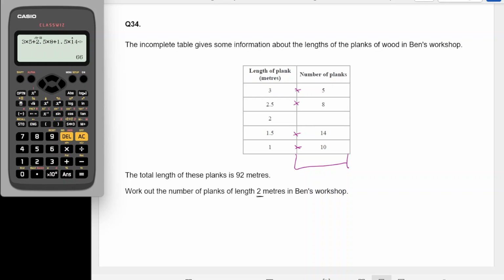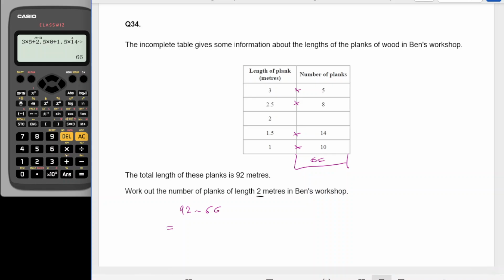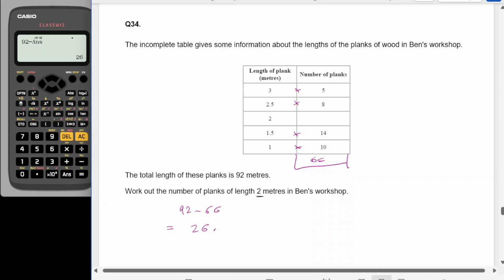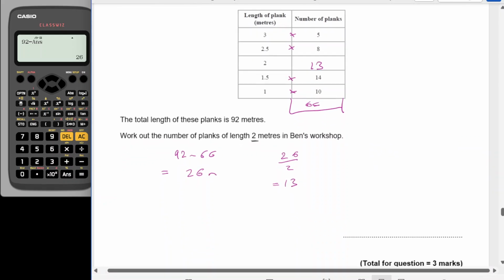So we've got a total of 66 covered so far. So if we do 92 minus 66, we get the length of 2 meter planks. So 92 minus my last answer gives me 26. So 26 meters is the total length of the 2 meter lengths. So if we divide that by 2, we get 13. So there are 13 2 meter planks.